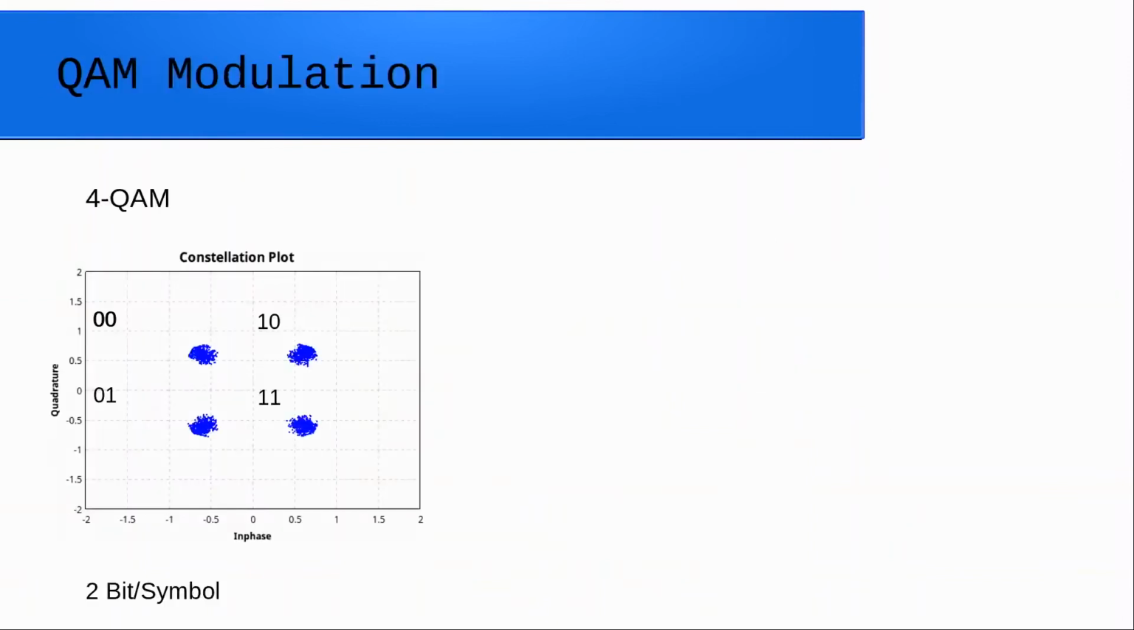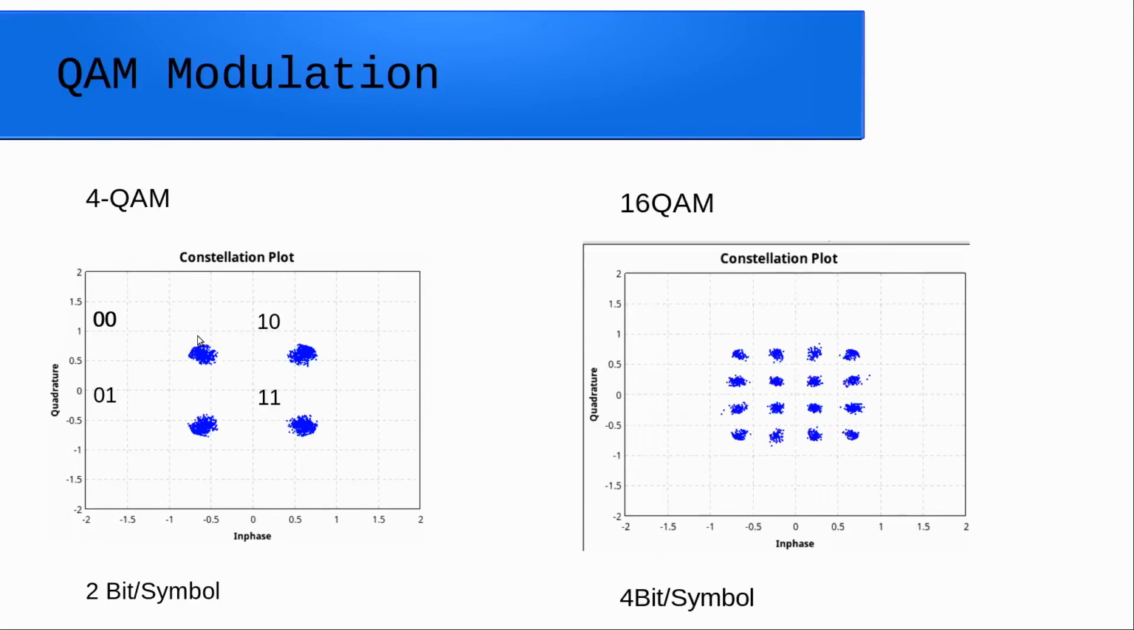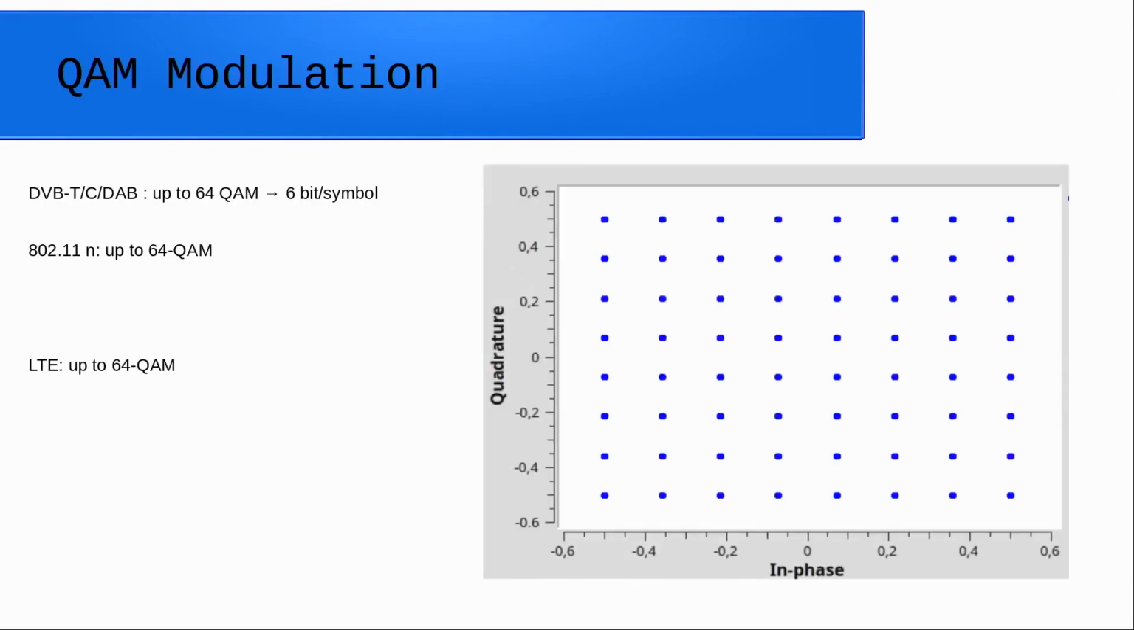The QAM modulation here, for example, is a constellation diagram out of the program GNU Radio. So here again, we have our in-phase component on the x-axis and the quadrature component on the vertical axis. With the 4 QAM, we have 4 symbols, so we can put in 2 bits per symbol. With 16 QAM, you can put in 4 bits per symbol. If we go further, with 64 QAM, we can put in 6 bits per symbol.